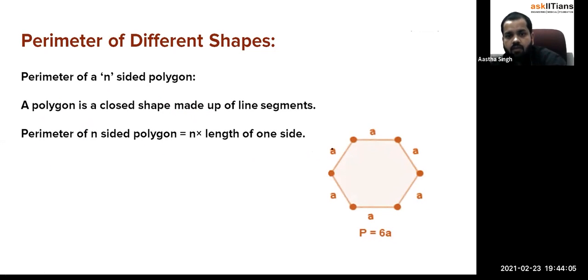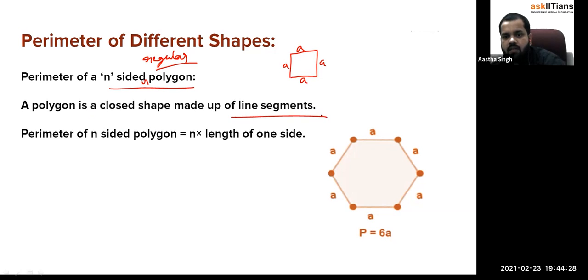Now comes the perimeter of an n-sided polygon. It is basically a regular polygon, which means all the sides will be equal. Your square is also a regular polygon, having each side equal to A. A polygon is a closed shape made up of line segments. Now suppose a polygon of six sides is given.